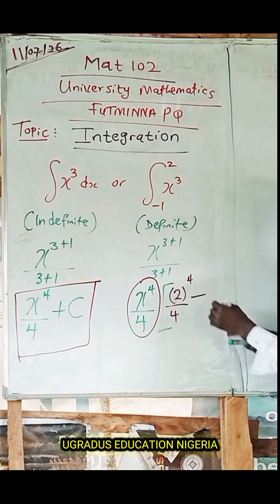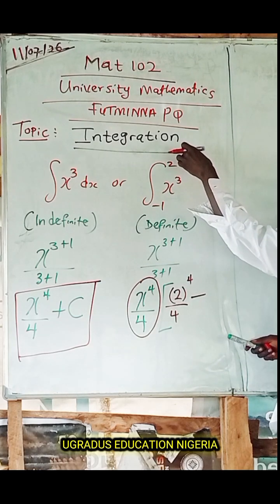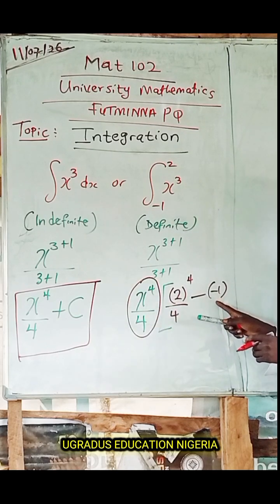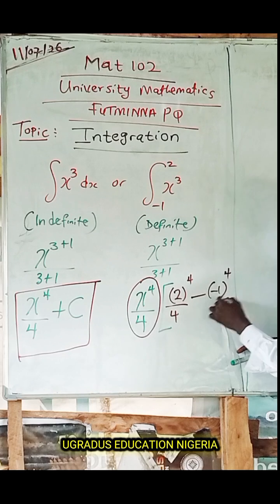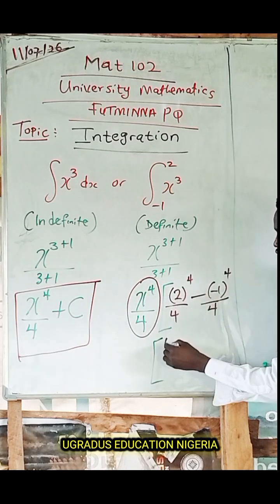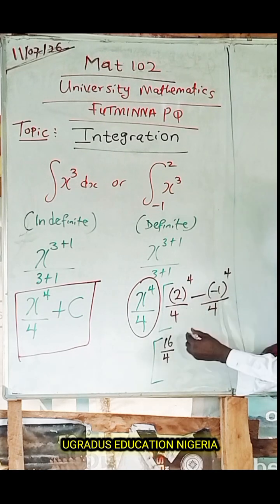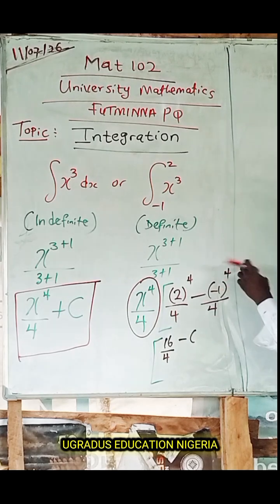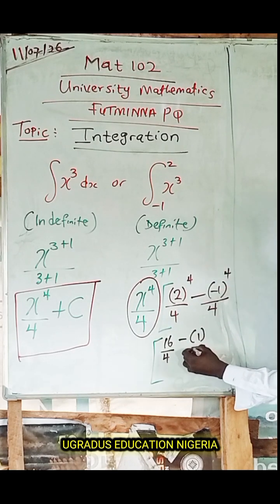You now subtract. After you insert the upper number, you are subtracting from it what you get when you insert the lower number. The lower number here is say minus 1. So anywhere you see x, you put that minus 1 too. Let it carry power 4, then divided by 4, all right? So when you finish, this expression will give you 2 raised to the power of 4, which is 16. 16 over 4 minus minus 1 raised to the power of 4. This is an even number of power. Whenever you have an even number of power, the answer is going to be positive. So minus 1 raised to the power of 4 will give you positive 1. Then all over 4. All right.